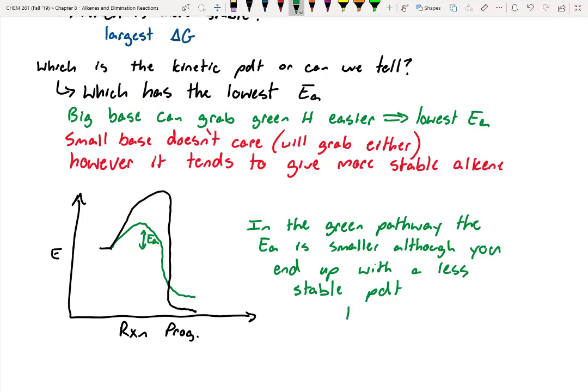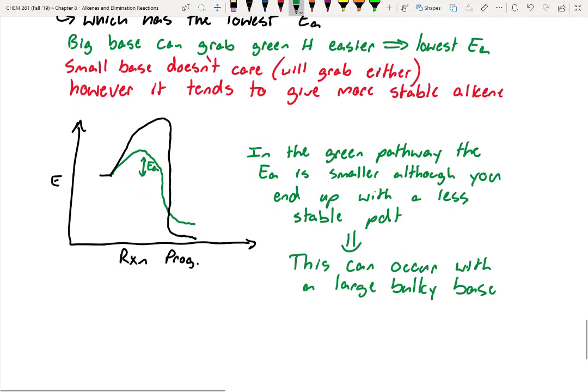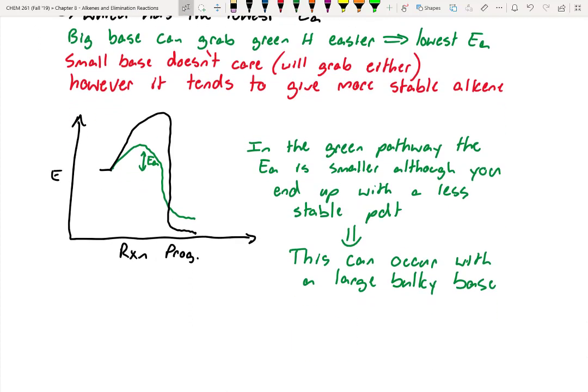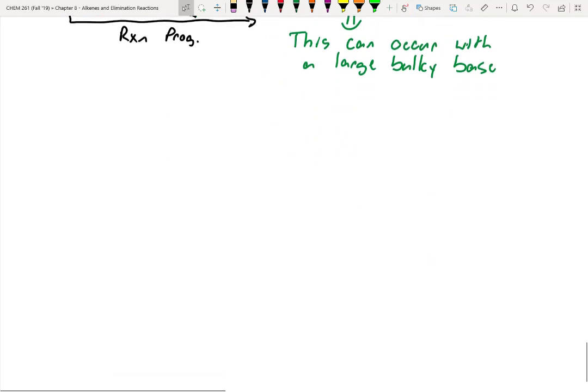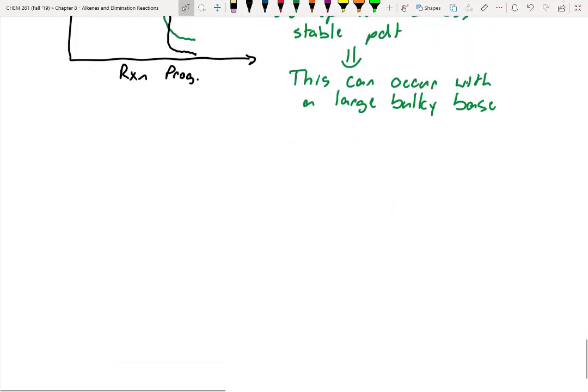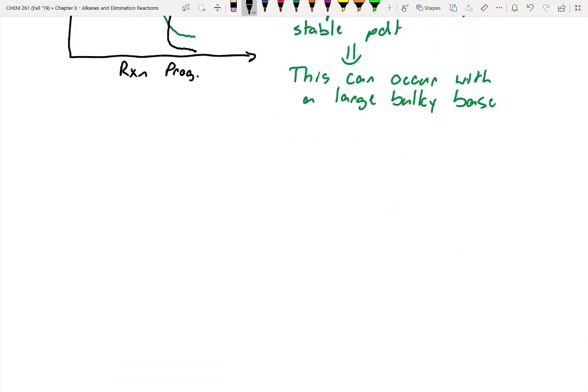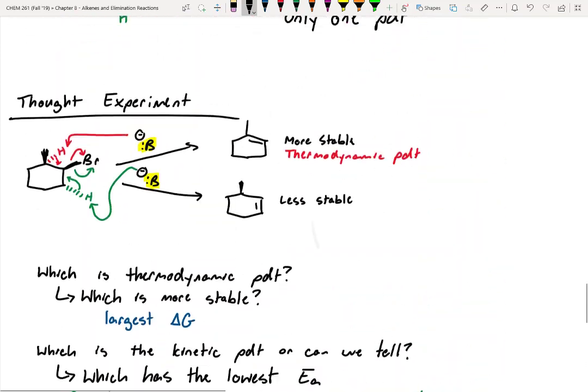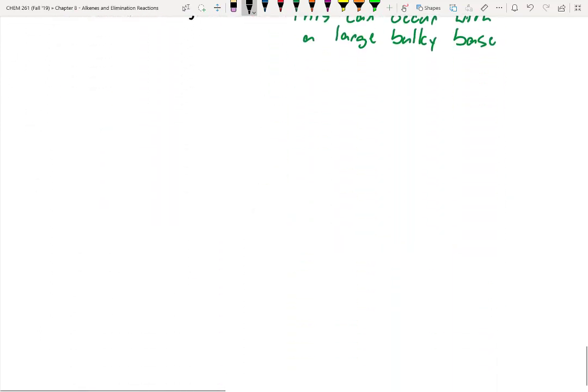And let's make a note down here. This can occur with a large, bulky base. It's a little bit weird to think about, right? All right, so let's try to talk about this in more detail. Unfortunately, I think I lost my pictures in here. I'll just give a broad overview.